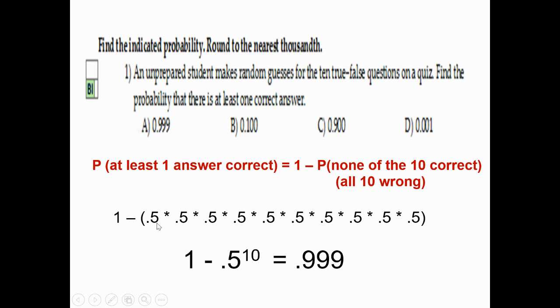Now, this is an and problem because this one was wrong and, which means multiply. The second one was wrong and the third one, and multiply. So 1 minus 0.5 to the 10th power, your calculator gives me 0.999. So the probability of getting at least one question right on 10 true or false questions is pretty high, just by guessing.